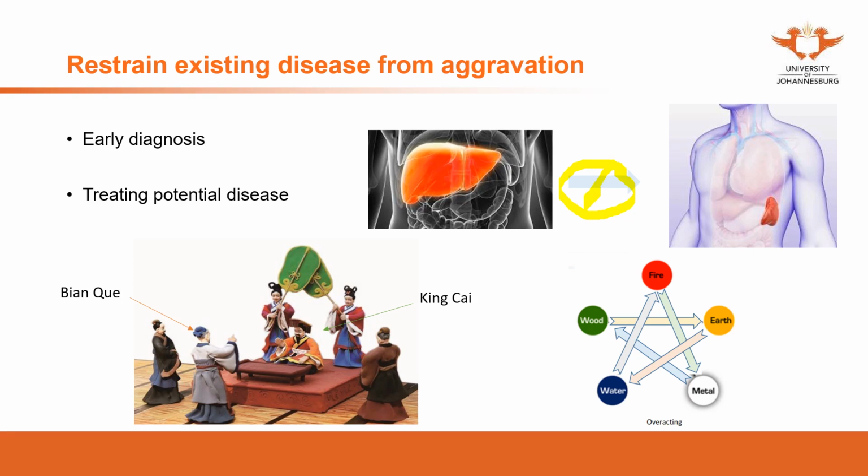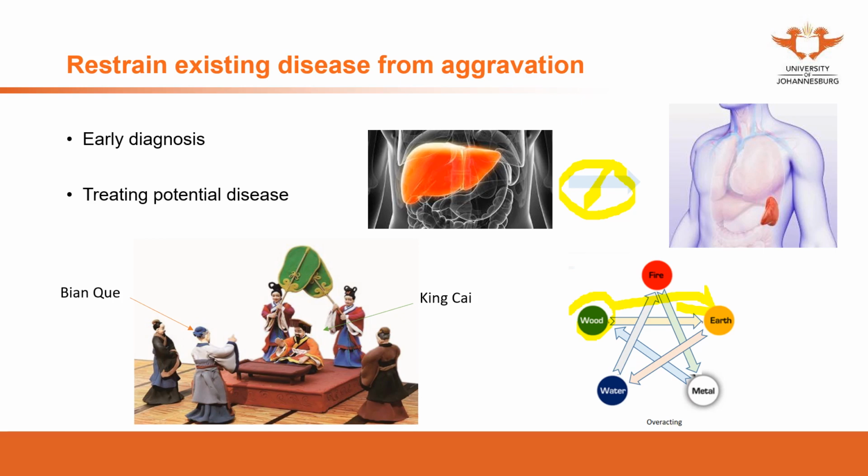This can also be seen from the five elements. The wood can overact on the earth. The liver is the wood, the spleen is the earth. So here is only one example. With a fire problem, you need to preserve the metal. With an earth problem, you need to help the water as well. So this is only one example of treating potential disease.